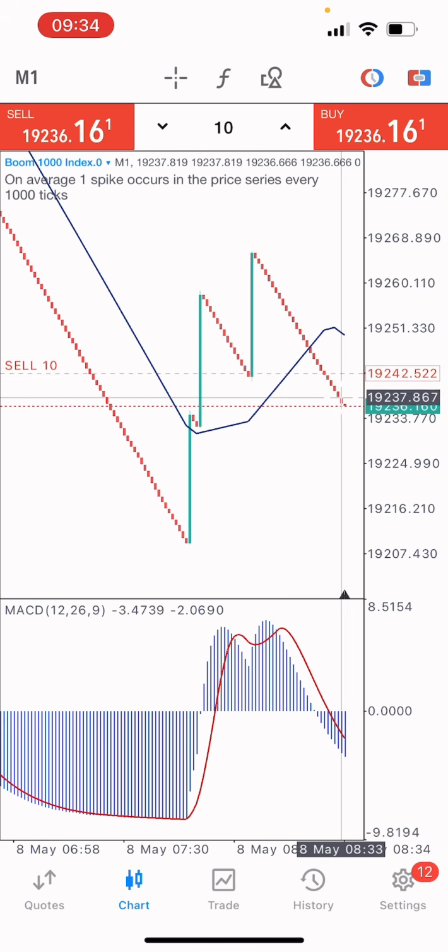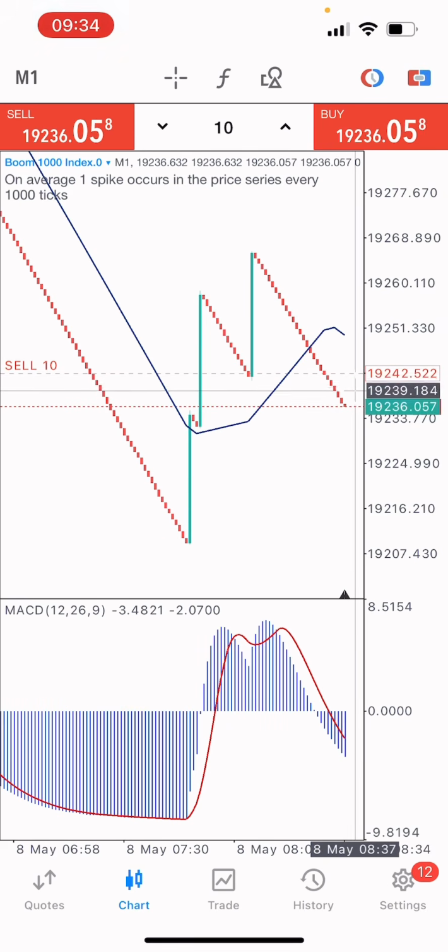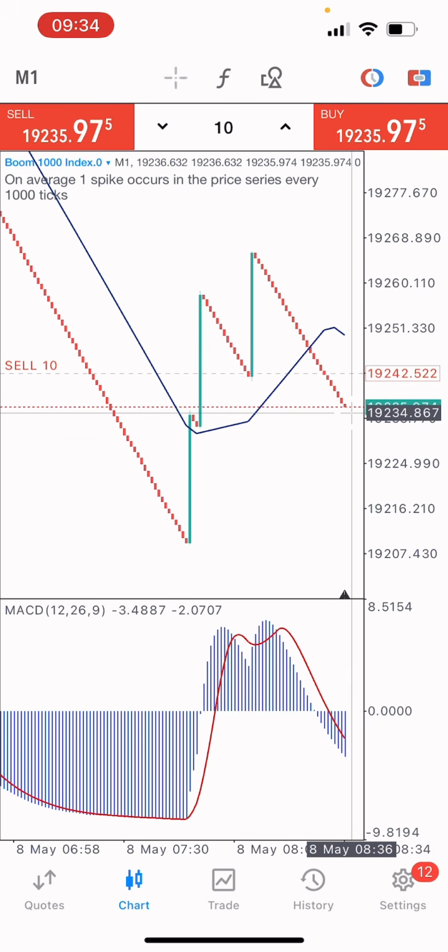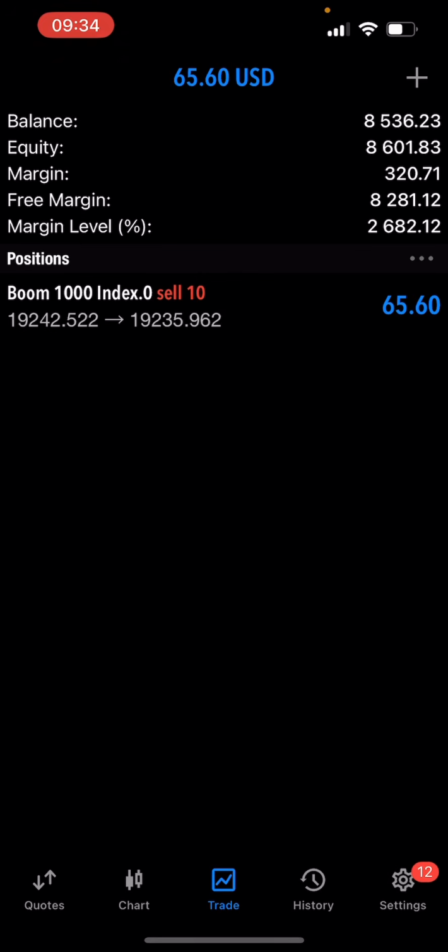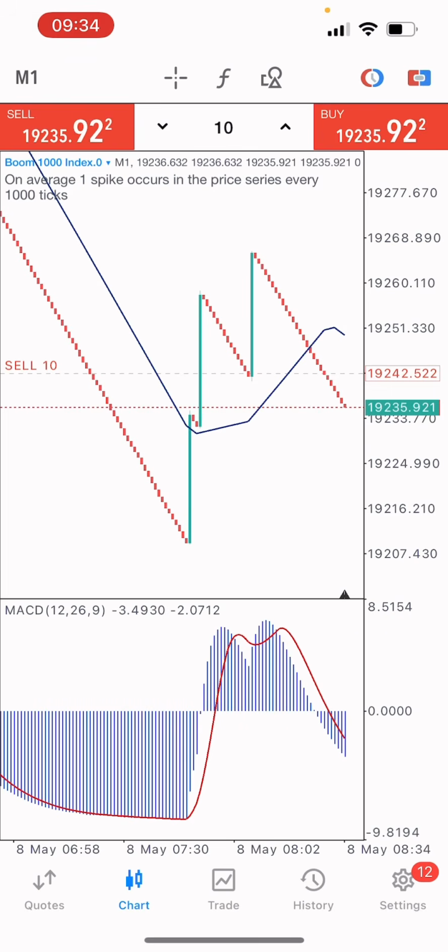So let's count our candles so that we don't fall victim. 1 2 3 4 5. This is the last candle forming. Once this candle is completed, I'll close this trade. So we have $65. So I can literally make this $65 every minute.